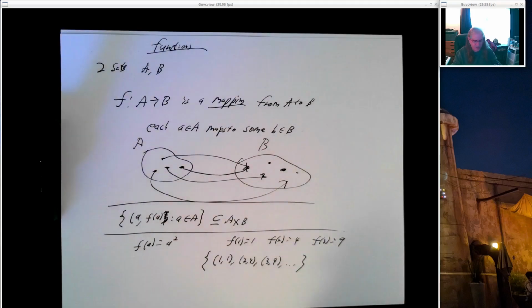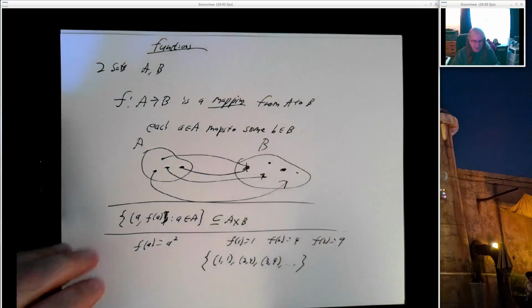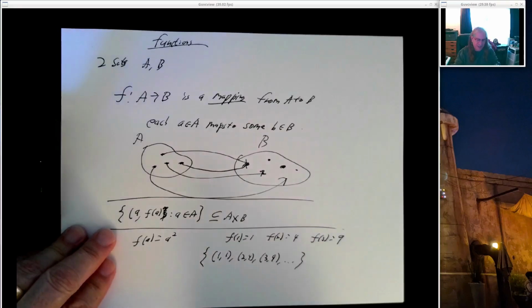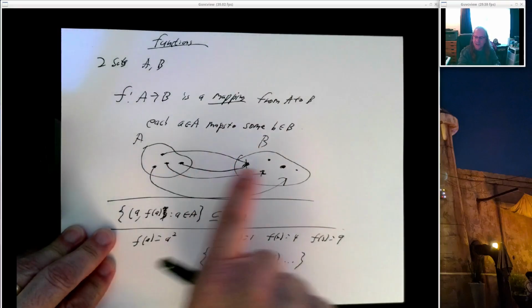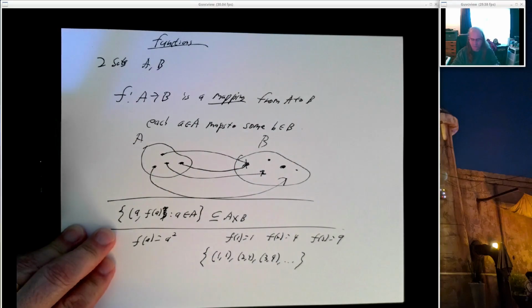We could define this in words. We could say f carries a to the square of a. So there's different ways we can define functions, but we can always come back and think of it as just a mapping of elements here over to elements there.